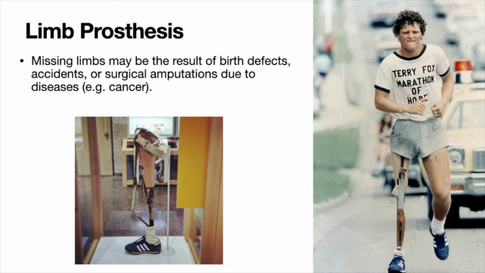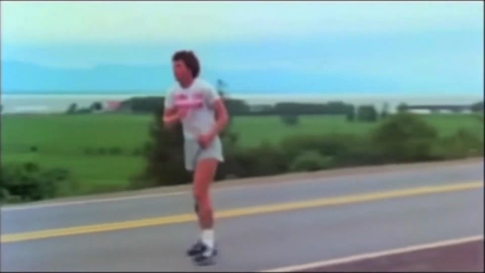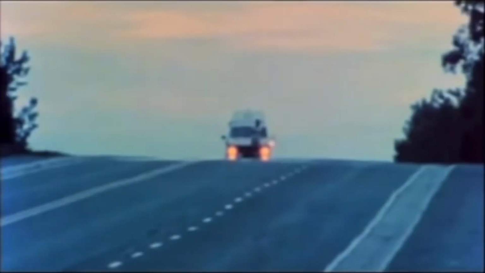Terry Fox, one of the most well-known Canadians, was only 18 years old when he was diagnosed with osteogenic sarcoma, a type of bone cancer, and forced to have his right leg amputated 15 centimeters above the knee. Despite losing his leg, Terry Fox decided to run across Canada in order to raise money for cancer research. Unfortunately, 143 days and 5,373 kilometers in, he had to stop running because the cancer had spread to his lungs.